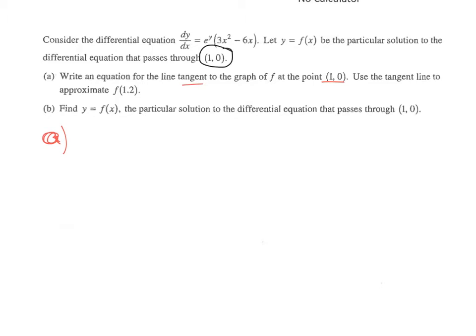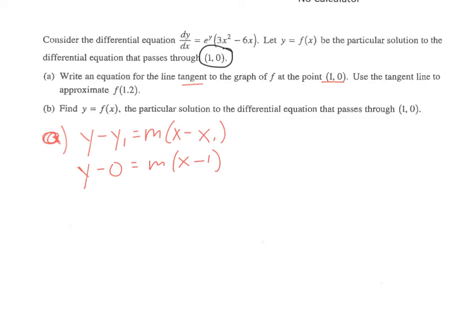part A. So the tangent line we know has to have x1 equal to 1 and y1 equal to 0. So I'll put that in now. And then what we need is the slope. So on the side here, I am going to find the slope. And we know that dy/dx, that's the derivative, and that is the slope. So we're just going to plug in our 1 for the x's and 0 for the y.